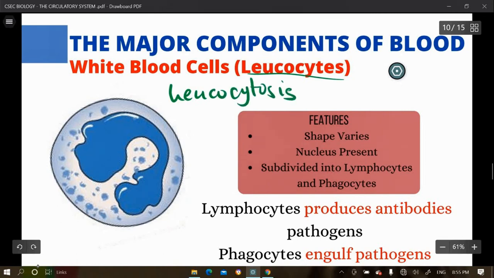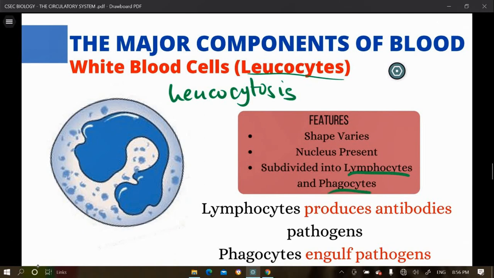Leukocytosis. That's the overaccumulation of white blood cells in the body, and in the blood, sorry. And you probably know it commonly as leukemia, which is the cancer of the blood. Probably you knew it was cancer, but you didn't know what type of cancer. It's cancer of the blood, and it happens when you have too many white blood cells, basically. Now, the white blood cells can vary in shape, and these do have nuclei present. And you can subdivide these into lymphocytes and phagocytes.